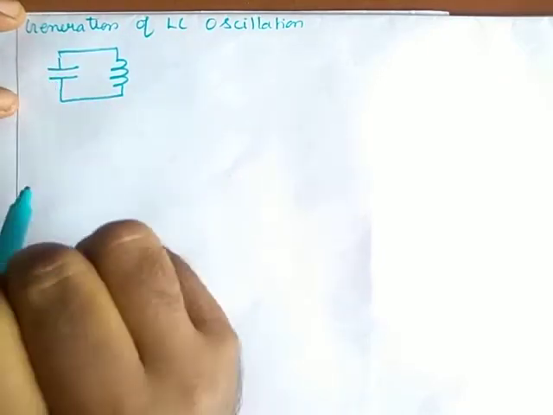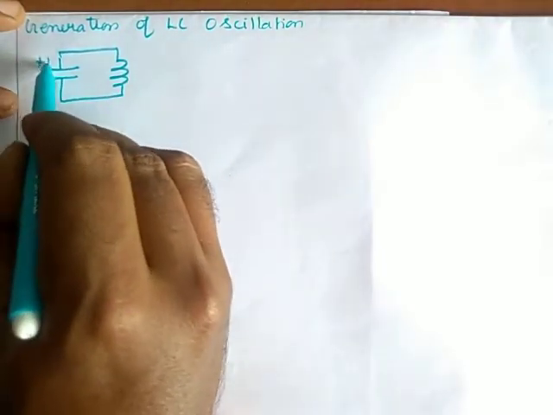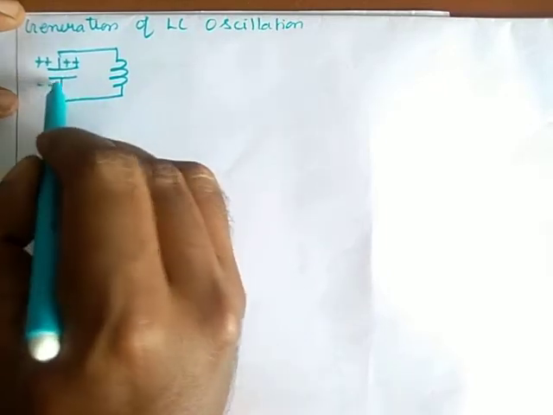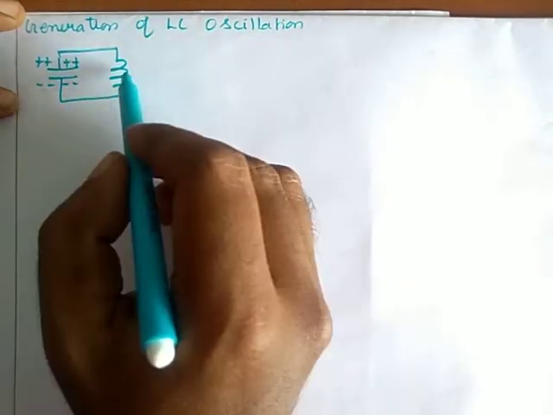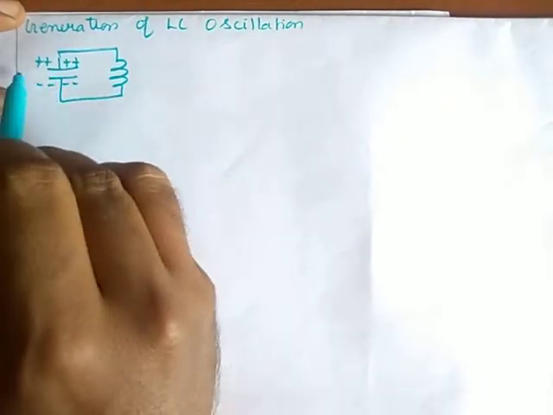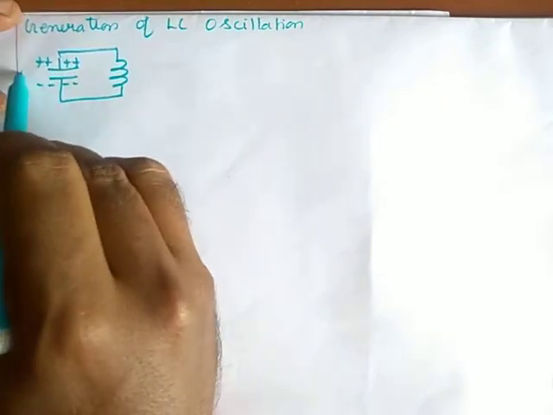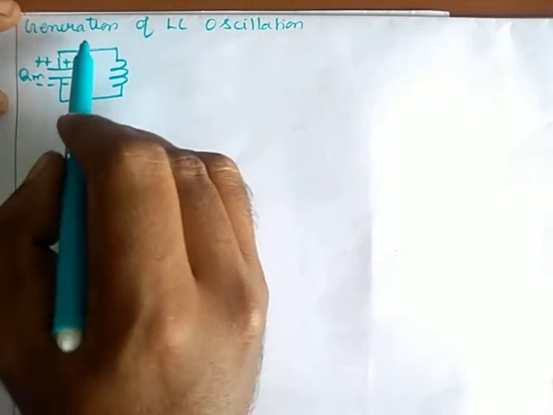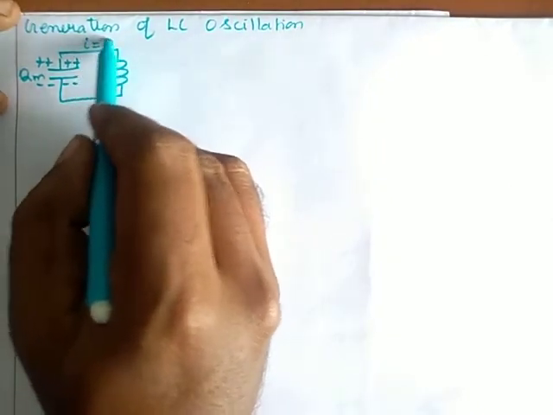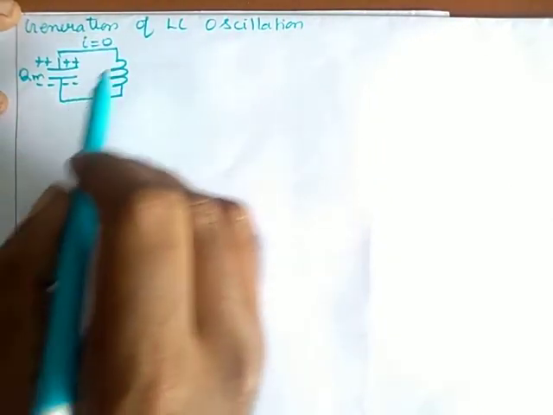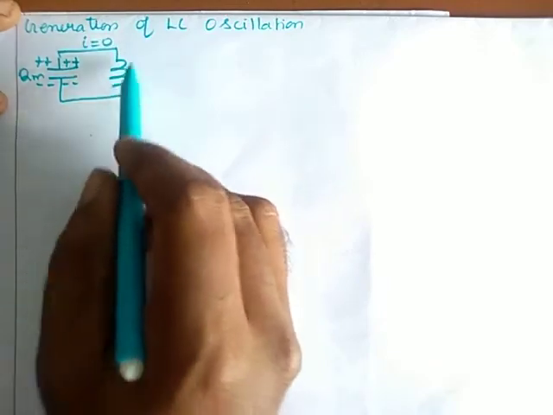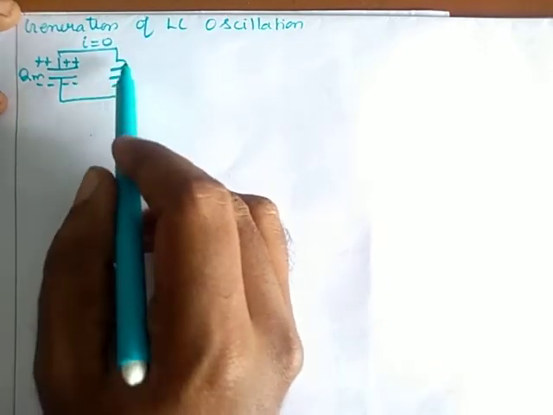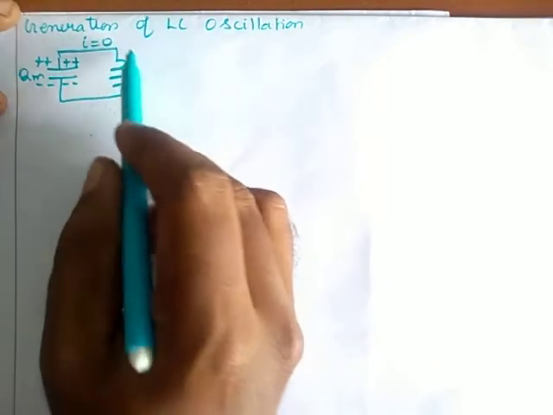Initially, the capacitor is fully charged. In that case, the charge in the capacitor is maximum, that is Qm. At that instant, the current flowing in the circuit is 0. So there is no current in the coil or the inductor. There is no storage of energy in it.